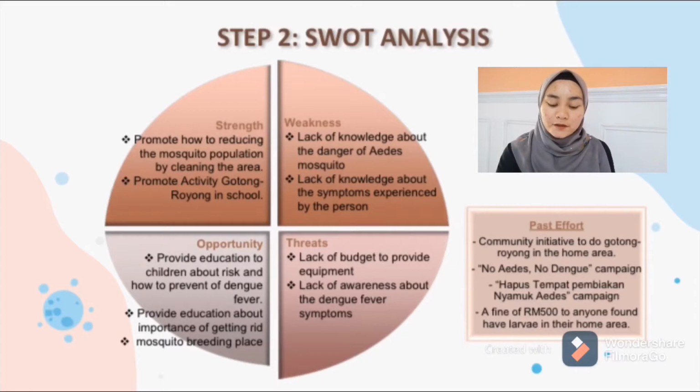For the past effort, there was the community initiative of gotong royong, the No Aedes No Dengue campaign, the hapus tempat pembiakan Aedes campaign, and a fine worth 500 ringgit for people found to have larvae in their house area.